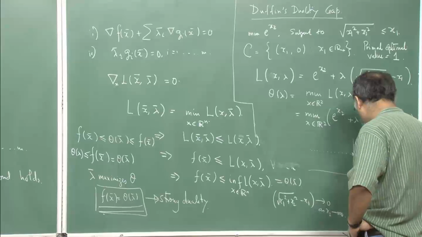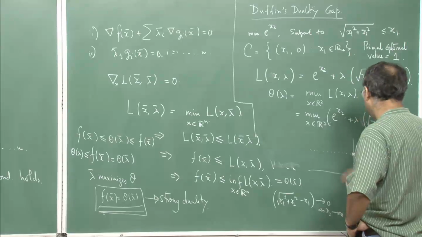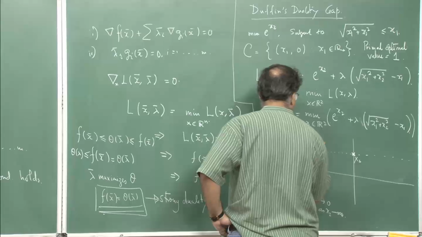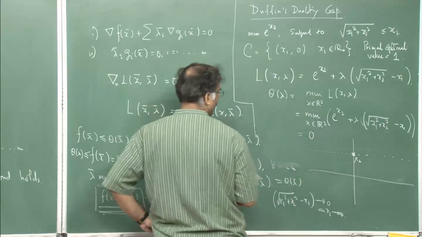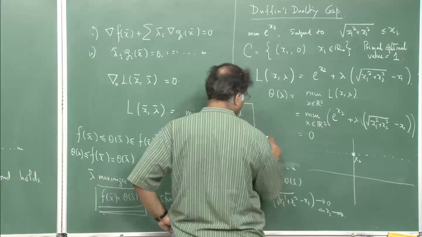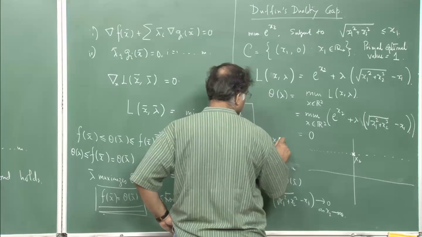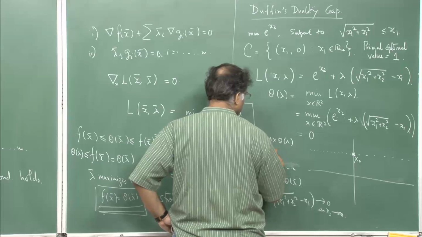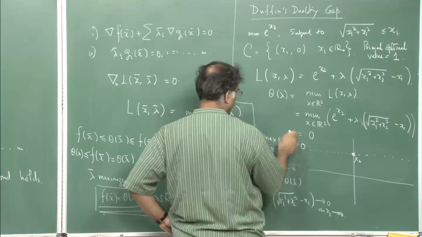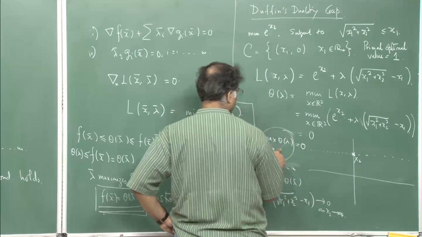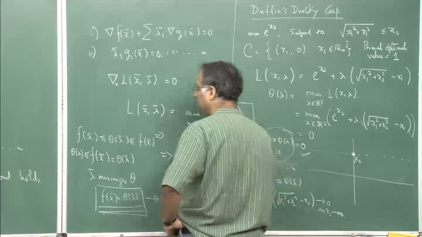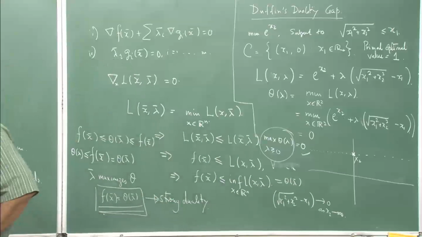Now, if I vary x2 along this line, so as x2 goes towards minus infinity, e to the power x2 goes towards 0. So, the theta lambda value is actually 0. So, max of theta lambda when lambda is greater than or equal to 0 is also 0. So, you see there is a duality gap: the optimal value of the dual is 0, optimal value of the primal is 1. And so, there is a non-zero duality gap of 1.